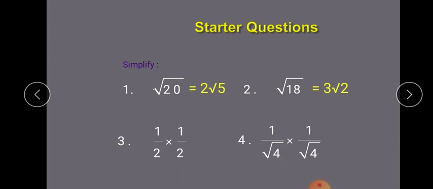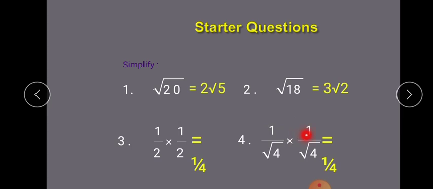1 by 2 into 1 by 2. So when we multiply two fractions, remember the numerator gets multiplied with the numerator and the denominator with the denominator. So 1 into 1 will give you 1 and 2 into 2 will give you 4. So answer is 1 by 4. Question number 4.